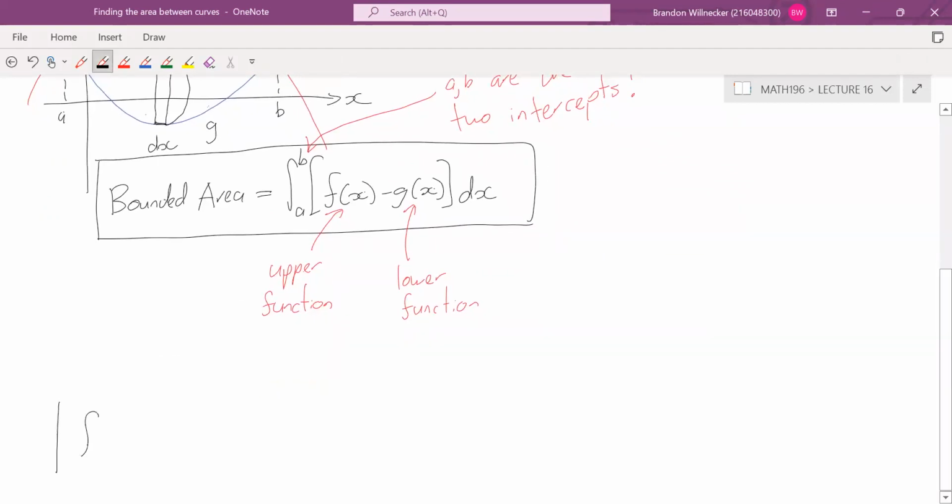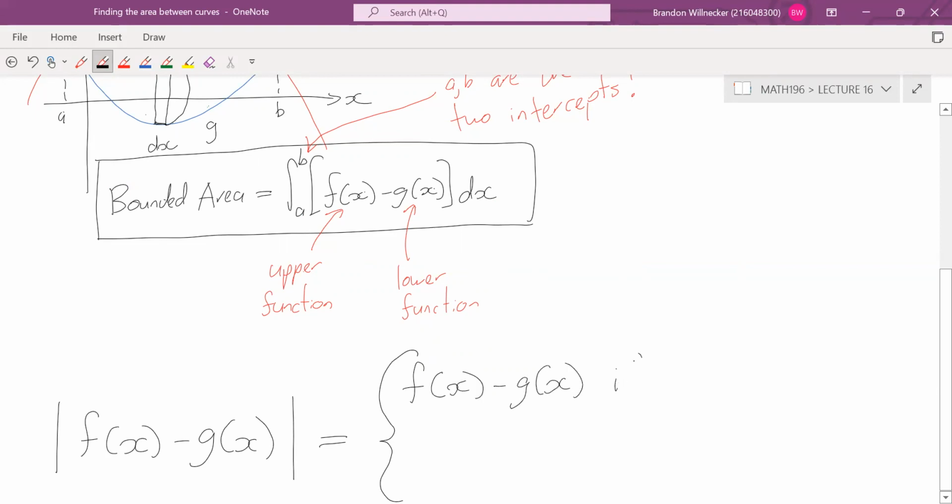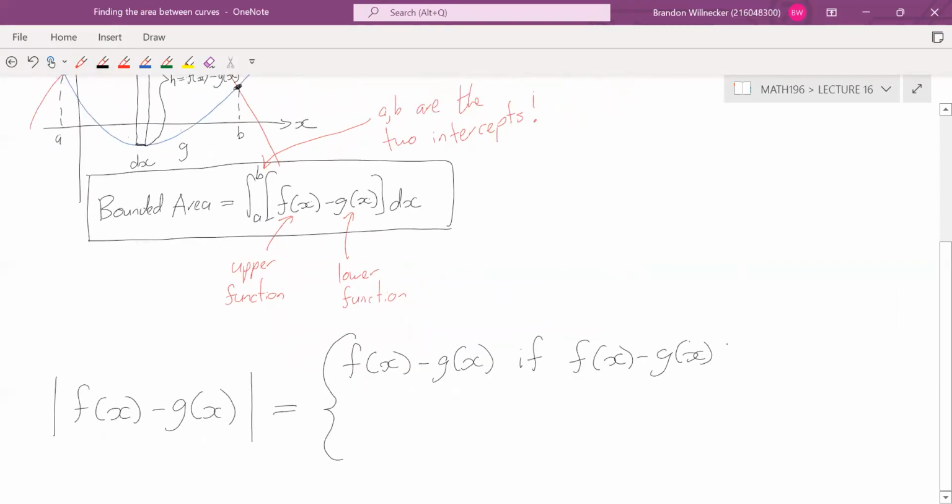So if I take the absolute value of f of x minus g of x, then this is equal to, and then we have two parts to it. It's going to be f of x minus g of x if f of x minus g of x is positive.